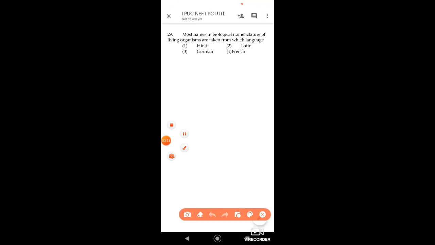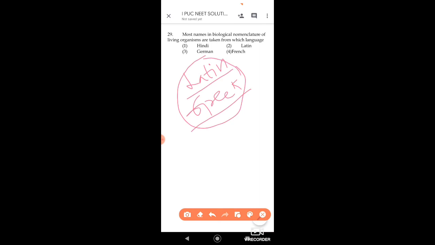Most names in biological nomenclature of living organisms are taken from which language? So 4 languages have been mentioned here: Hindi, Latin, German and French. So we have already learnt about this. See, the original scientific names are always taken from Latin, or even the Greek language. So this is with respect to the original scientific names. Now new names.